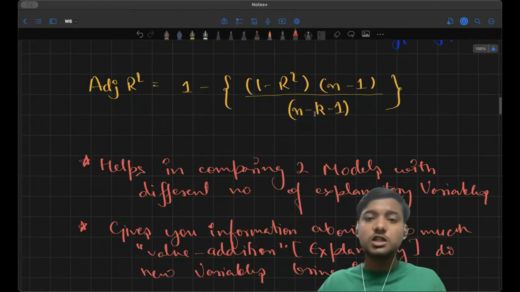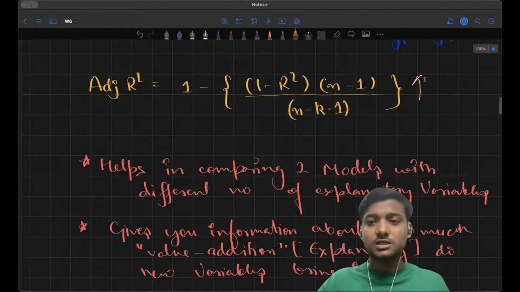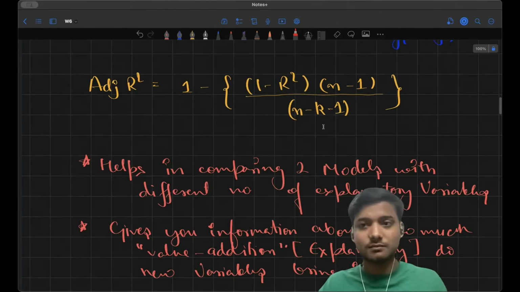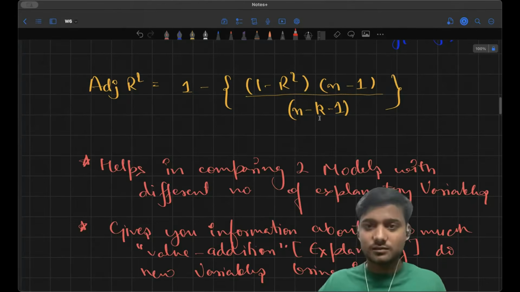And that is why if you keep on increasing k, if I keep on adding more things, this denominator will keep on decreasing. If the denominator keeps on decreasing, then this fraction as a whole will keep on increasing. And when this fraction increases, 1 minus that thing will keep on decreasing. That is why it is important.